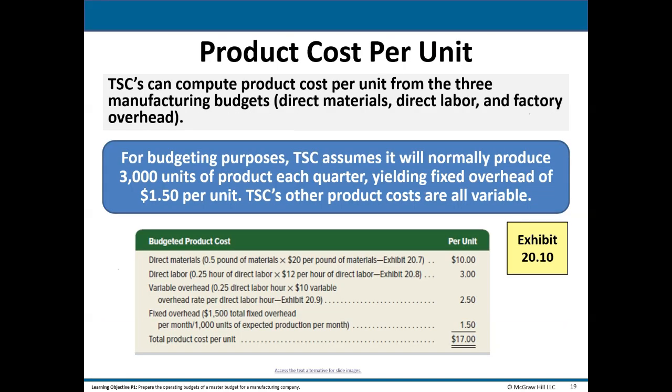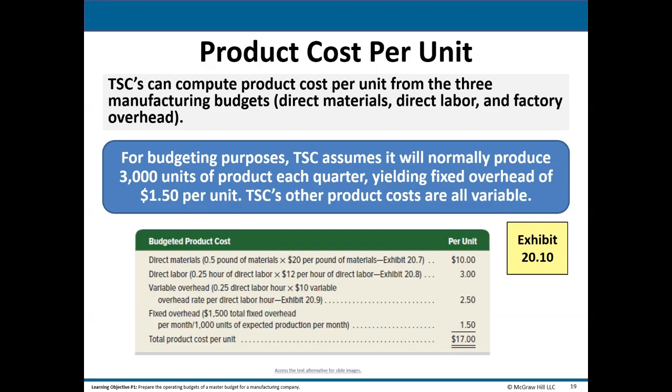So now with the 3 manufacturing budgets that we just did, the direct materials, direct labor, and factory overhead, we can compute TSC's budgeted product cost per unit and prepare a cost of goods sold budget. Exhibit 20.10 summarizes the product cost per unit calculation. The cost of direct materials came from Exhibit 20.7, and the cost of direct labor came from Exhibit 20.8. And then remember the $250 is the predetermined variable overhead rate from Exhibit 20.9.